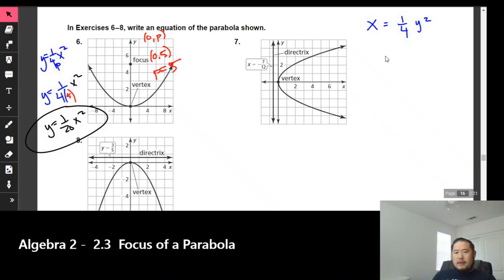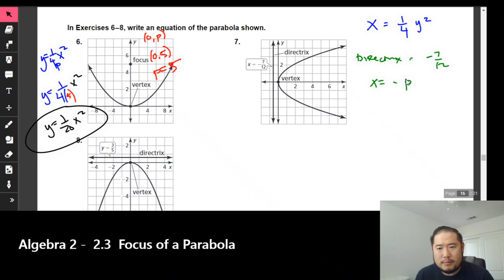Okay. They give us right here the directrix, right? The directrix is equal to negative 7 over 12. All right, so that is my directrix. Well, remember, we need to try and find what p is. With the directrix right here, we have our equation for horizontal, where it's x is equal to negative p. Well, what exactly, once again, is p?